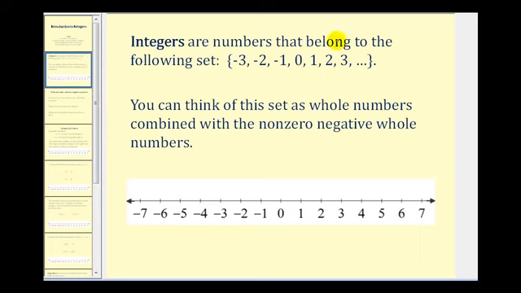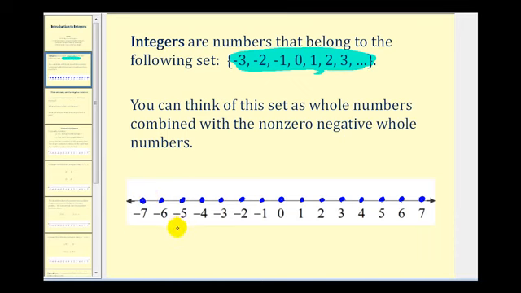Integers are the numbers that belong to the following set. You can think of this set as whole numbers combined with the non-zero negative whole numbers. Remember, the whole numbers are 0, 1, 2, 3, 4, and so on. So if we include the negative of the non-zero whole numbers, we would include -1, -2, -3, -4, and so on, and this is the set of integers.